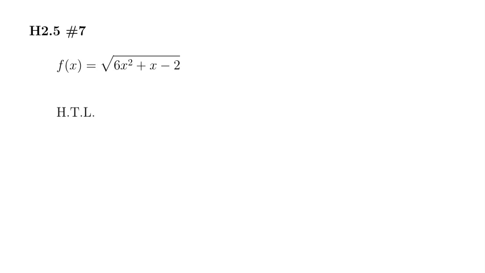So what does that mean? If it's a horizontal tangent line, then we know that the horizontal line has a slope 0. So we know that the slope has to be 0. If the slope is 0, we know that the derivative has to be 0, since the derivative tells us about the slope of the tangent line. So let's find the derivative of this function first.